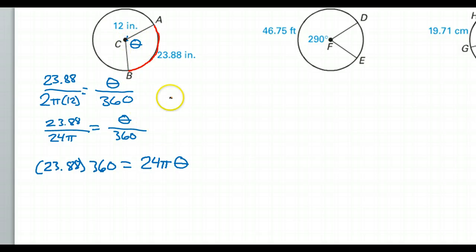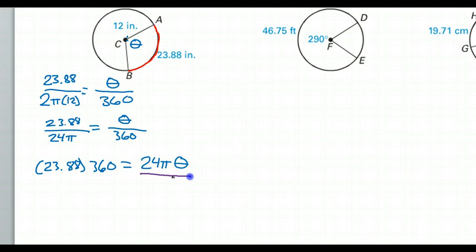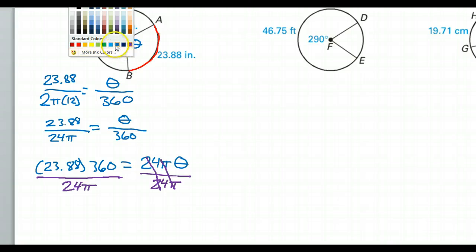I'm trying to find this angle. So I'm going to go ahead and divide both sides by 24 pi. So these are going to cancel out. Now the reason why I haven't multiplied these together yet is because I'm afraid I'm going to get a decimal that I have to round, and I don't want to round anything until the very end. So I'm just going to leave all my calculations till the very last step.